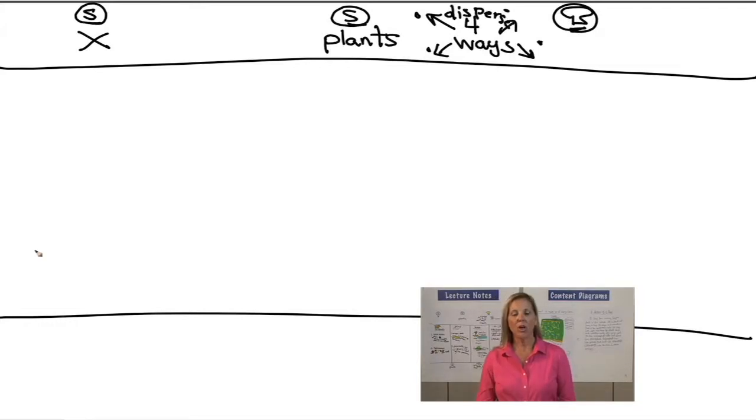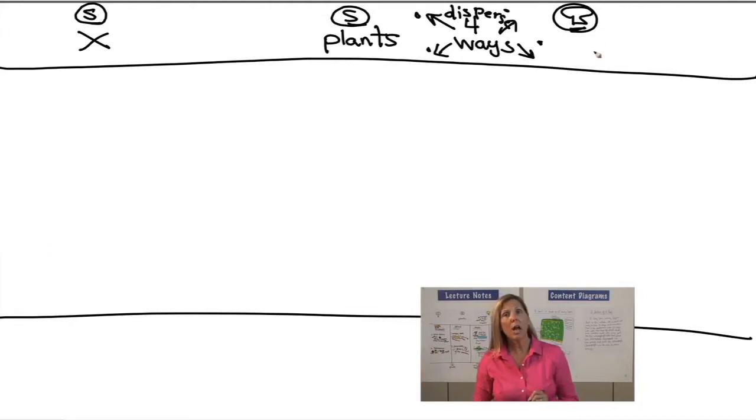So we have our plants disperse their seeds in 4 different ways. We had our subject. We have our what's the big idea? What information am I telling you about this subject? And I can't leave the big idea until I tell you the last part, and that is, who cares? Why is this so important? So why do plants disperse their seeds, scatter them?